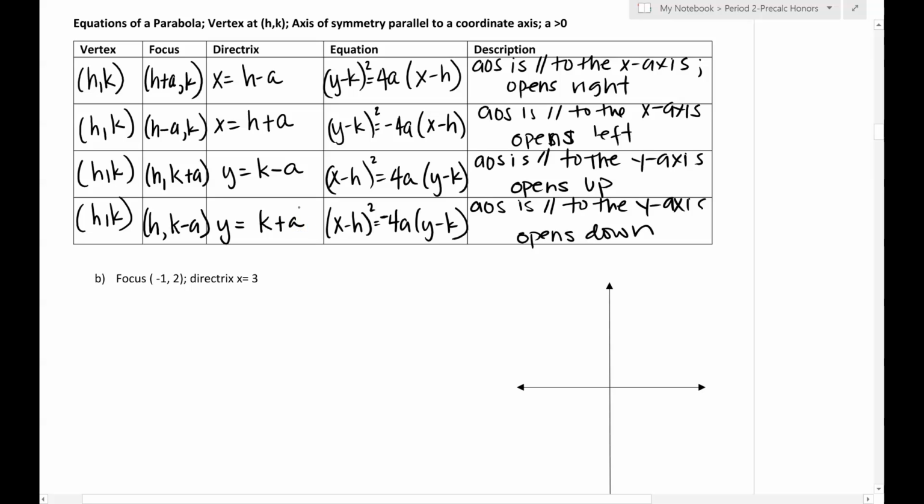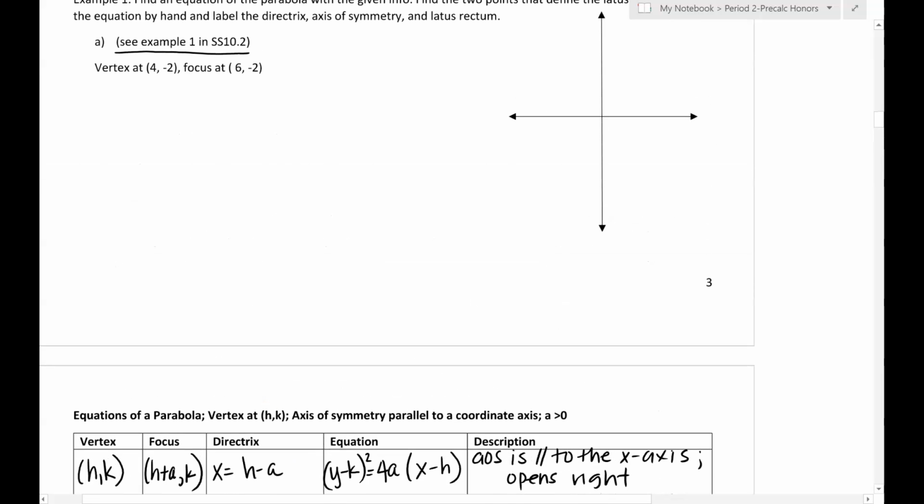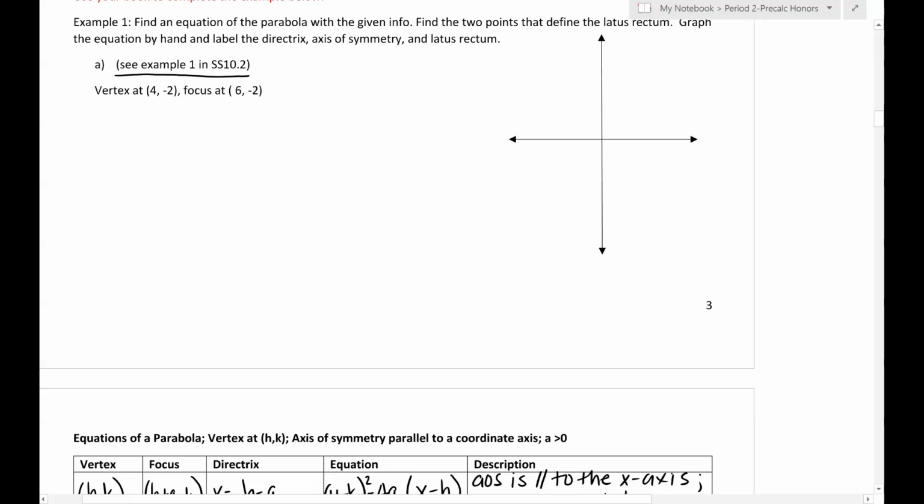Now that you have written that box down, let's go and check to see if you guys did example 1a correctly. Okay. Find an equation of the parabola with the given information. Find 2 points that define the latus rectum. Graph the equation by hand and label the directrix, axis of symmetry, and latus rectum. So they gave you a vertex at 4, -2.